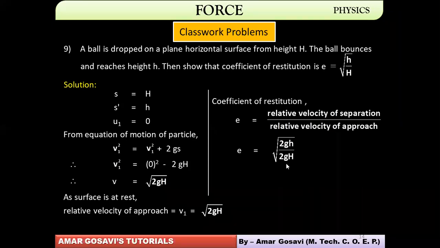Other things will get cancelled, and ultimately you end up proving the coefficient of restitution will be root of small h by capital H, where the small h stands for the height after the collision has taken place, the rebouncing height you can say, and H is the height through which the ball falls initially. So just measure the heights and you can come to know what the coefficient of restitution of the floor would be, or the collision would be in that case. So this is how we need to deal with questions like this, friends. Very important question. So please make a note of this.